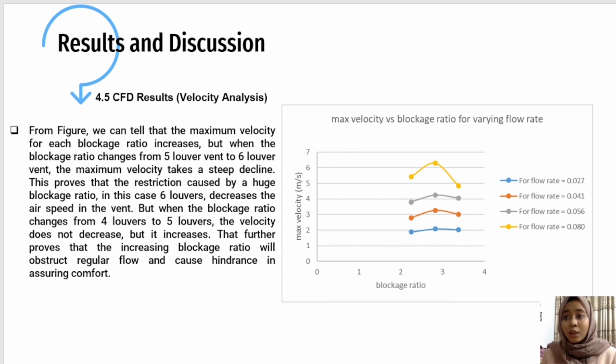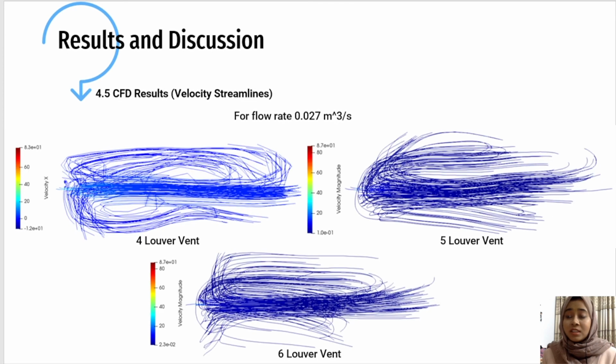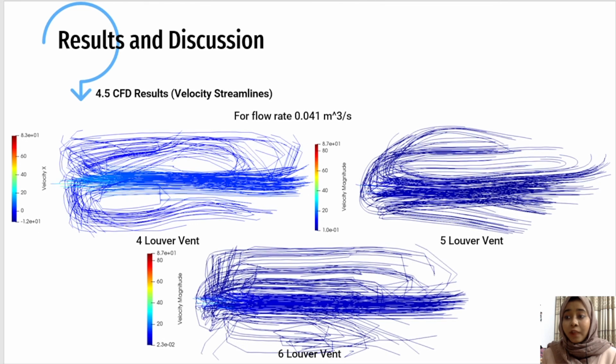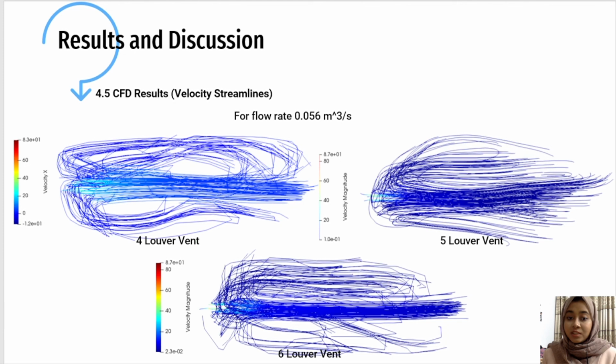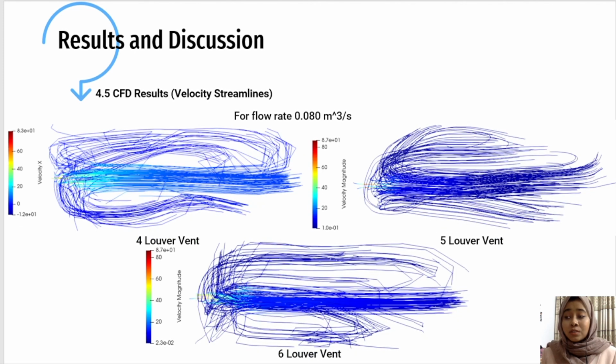Here you can see the comparisons between velocity streamlines for flow rate 0.027. Here for 0.041, here for 0.056, and here 0.080. You can see that the 5 louver vent allows for a smoother airflow, and it actually provides a further distance for the airflow.